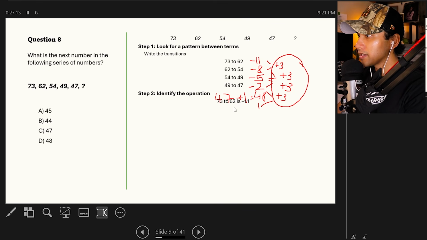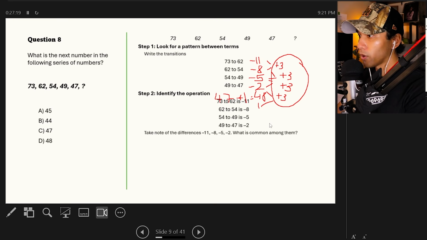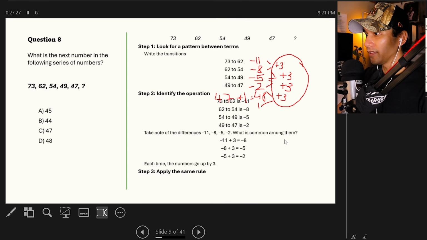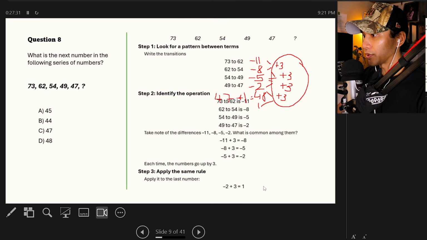Identify the operation. 73 to 62 is negative 11. 62 to 54 is negative 8. Negative 5, negative 2, and so on and so forth. Okay, what's the common thing among them? Well, they're adding 3. Each time the numbers go up by 3, apply the same rule. Apply it to the last number. Minus 2 plus 3 equals 1. 47 plus 1 equals 48. And it is D. Okay, perfect.